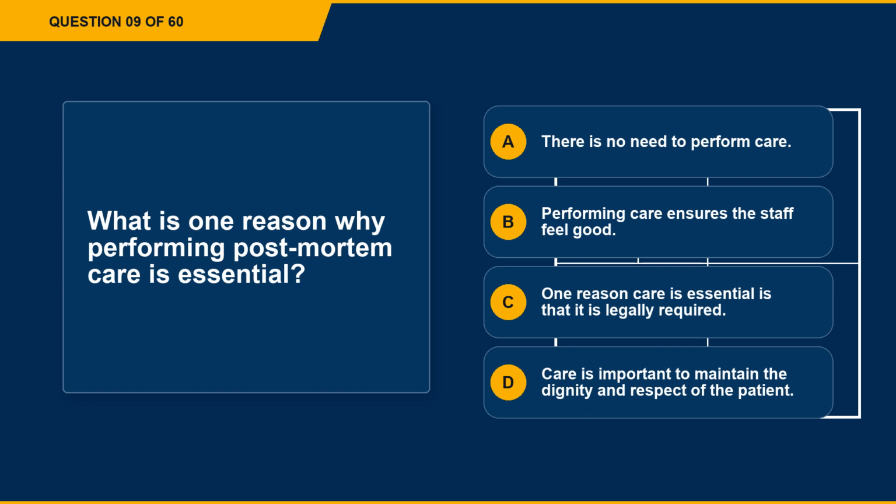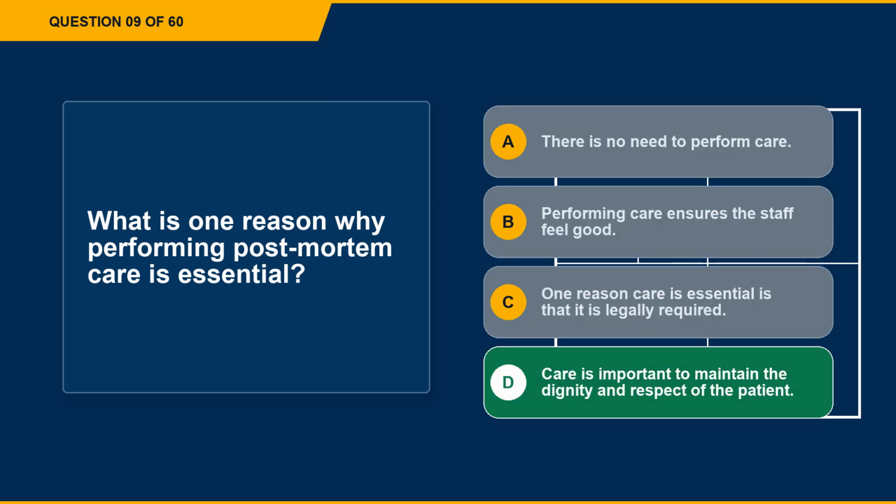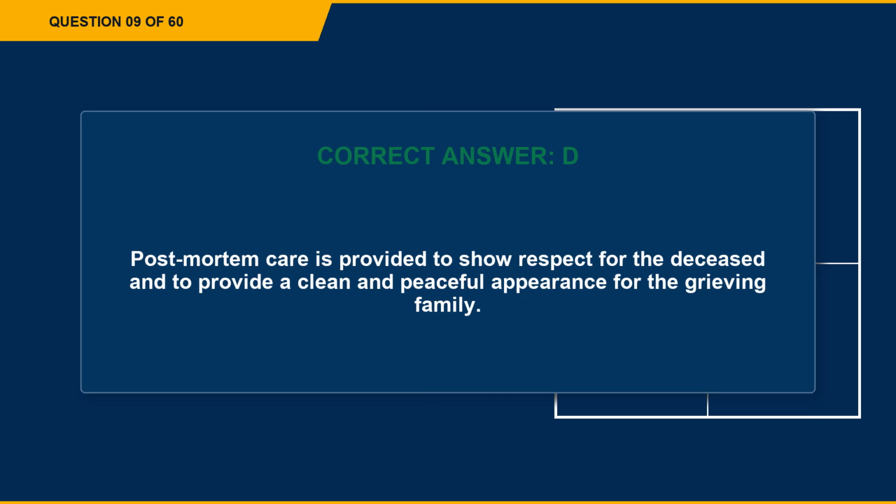Question 9. What is one reason why performing post-mortem care is essential? Option A. There is no need to perform care. Option B. Performing care ensures the staff feel good. Option C. One reason care is essential is that it is legally required. Option D. Care is important to maintain the dignity and respect of the patient. The correct answer is option D. Care is important to maintain the dignity and respect of the patient. Explanation. Post-mortem care is provided to show respect for the deceased and to provide a clean and peaceful appearance for the grieving family.